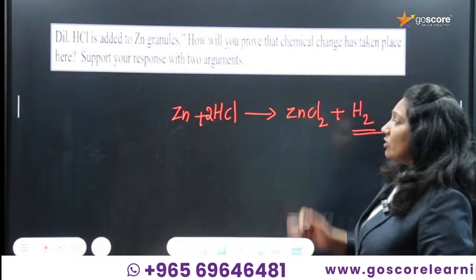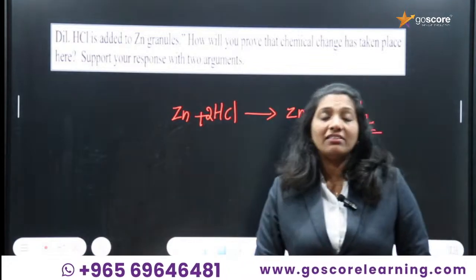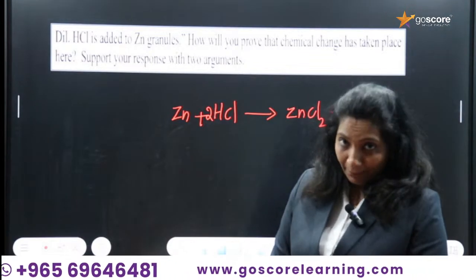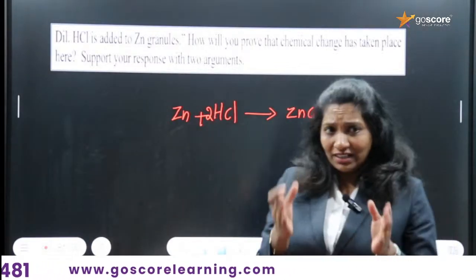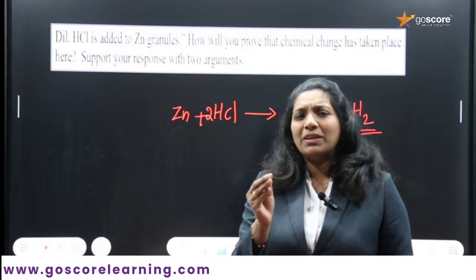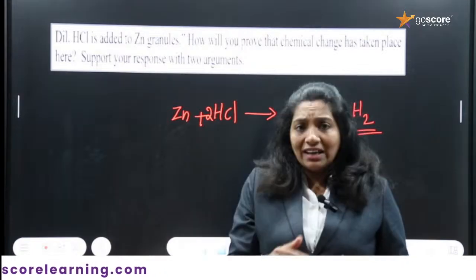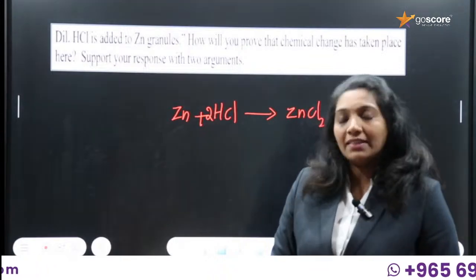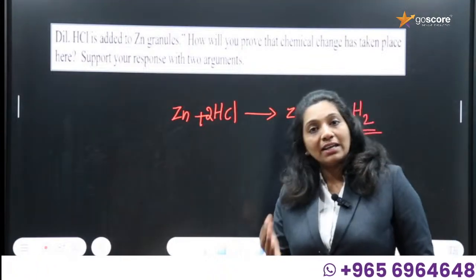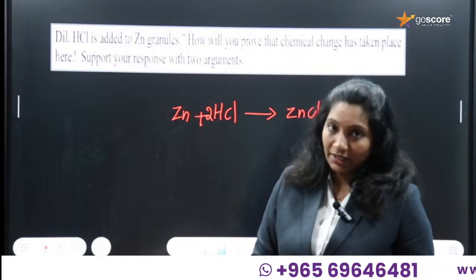A slight color change will be there, which also indicates that a chemical reaction happened. And the next thing is that when you touch the beaker carrying out the reaction, it will be a little bit hot. That means heat is given out, or a temperature change will be there. That also indicates that a chemical reaction happened.